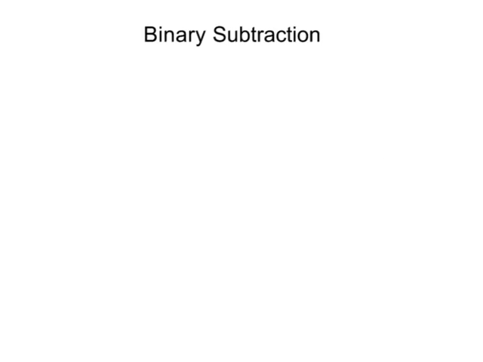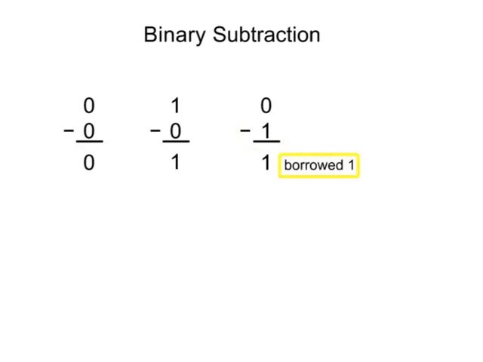Subtraction in binary also has four properties. 0 minus 0 equals 0. 1 minus 0 equals 1. 0 minus 1 yields a 1, but requires a borrowed 1 from the next digit place. 1 minus 1 equals 0.